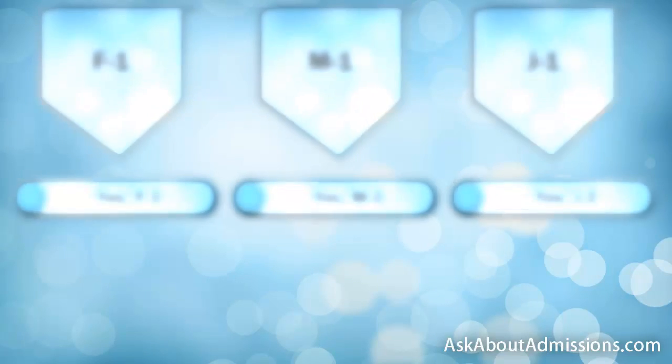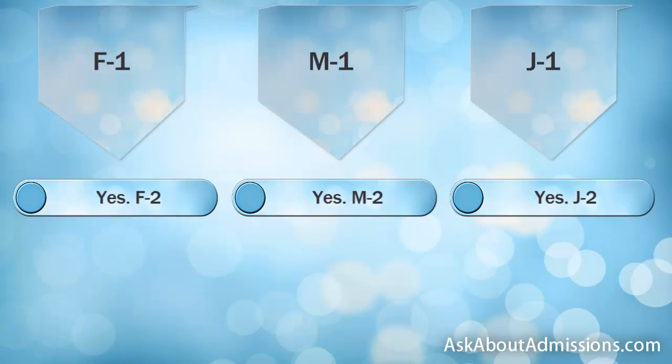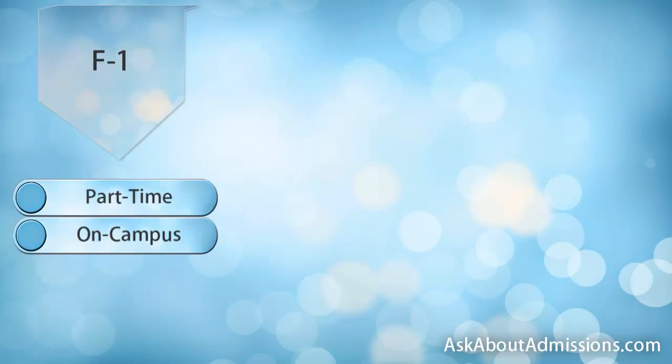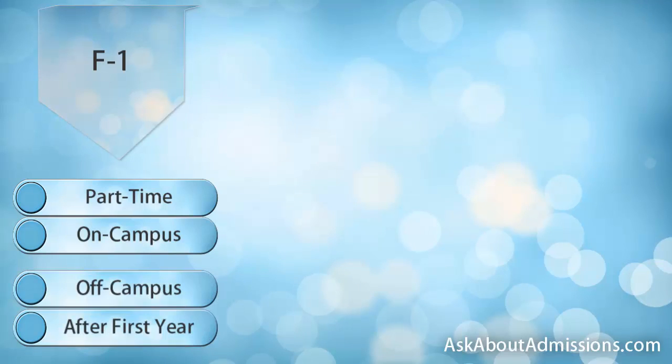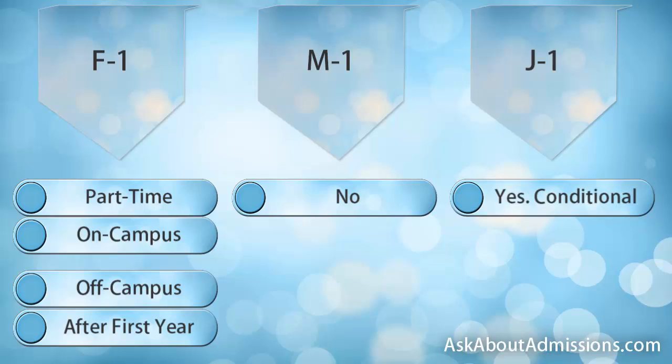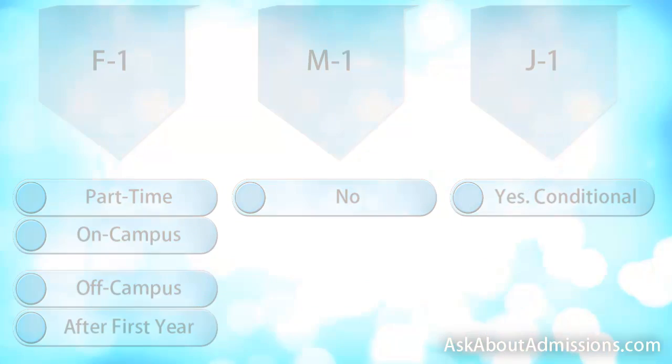Dependents. On any type of visa, a student may bring a spouse and unmarried children under age of 21. For each particular type of visa, the dependents will have F2, M2 or J2 visas respectively. Work for primary visa holder. F1 visa holders may work part-time on campus. Off-campus employment allowed under special permission after completing the first year of studies. M1 visa holders may not work during the course of studies. J1 visa holders may work legally if the work is a part of their program.